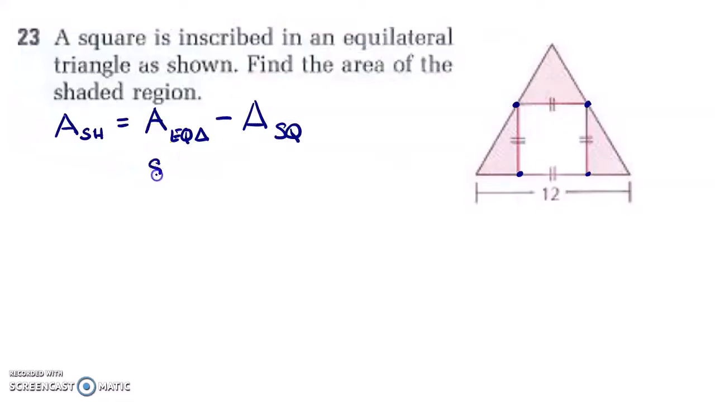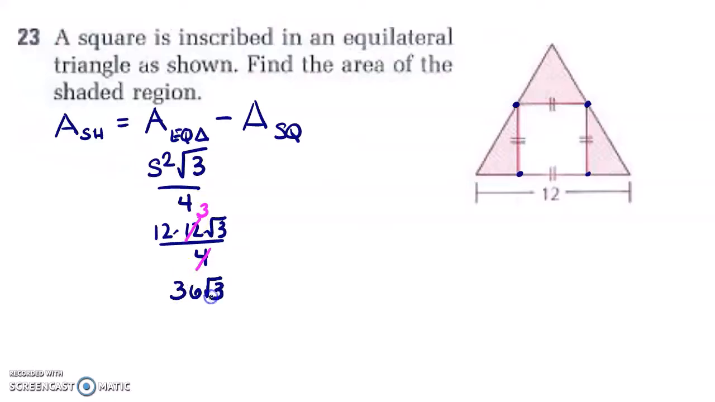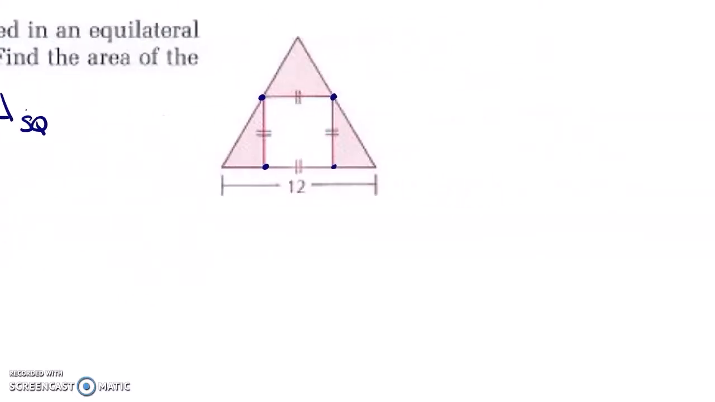The area of the equilateral triangle is the side squared square root of 3 divided by 4. So that's 12 times the square root of 3 divided by 4. And we can reduce. So we have 36 square root of 3. That's not the tricky part. The tricky part is figuring out the area of the square because we don't know the length of the side. So let's take a closer look at that.